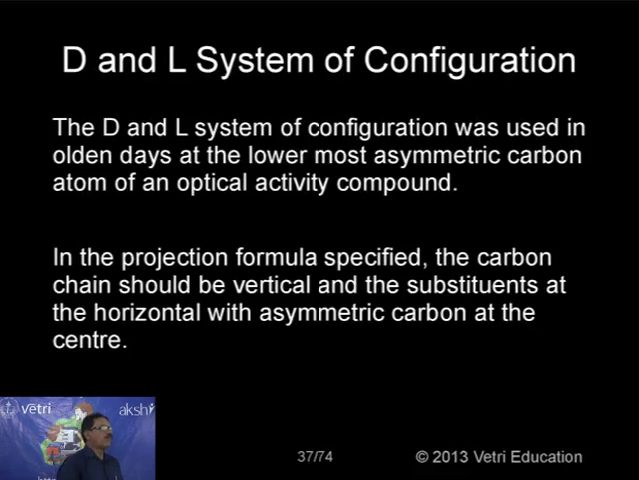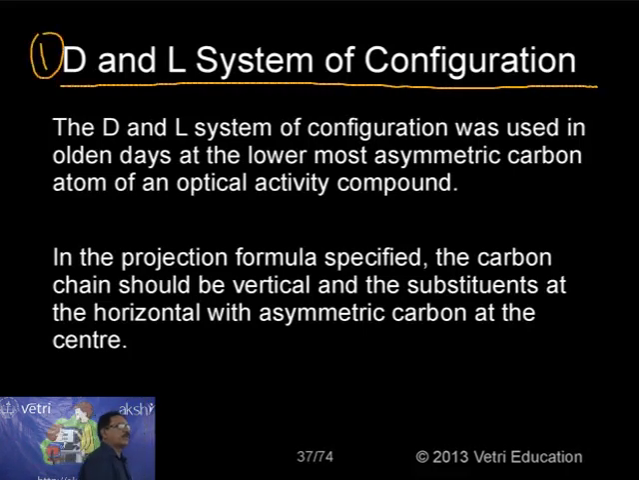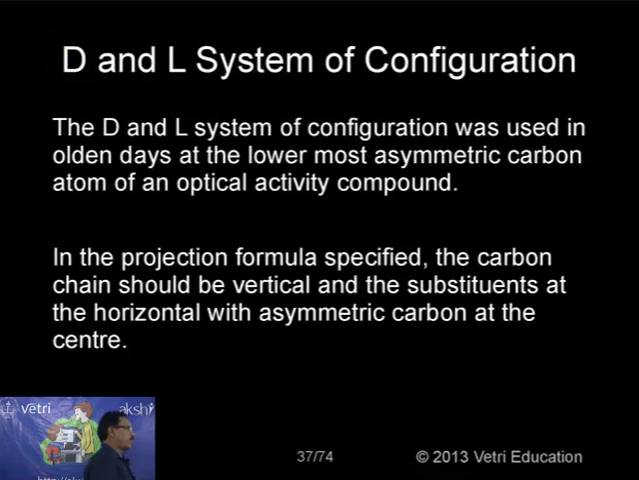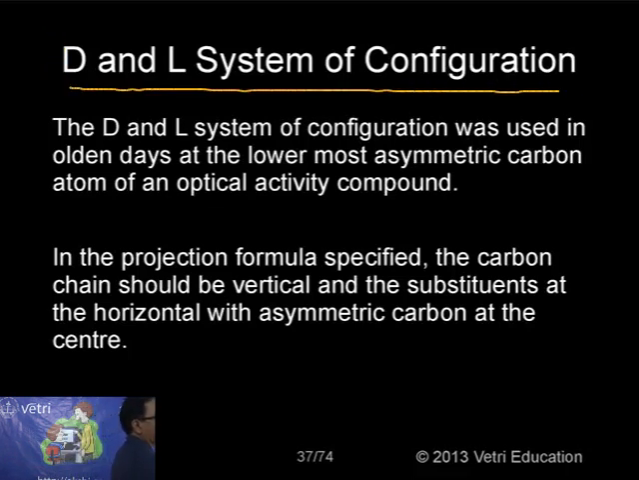Now, what are the systems of configuration in organic chemistry we have to study? There are 2 or 3 important systems of configuration we are interested in. One is the D and L system of configuration, number 2 is the R and S system of configuration, and number 3 is the E and Z system of configuration. These 3 we have to discuss under configuration. Let me discuss them one by one. Let me take the first one, the D and L system of configuration.